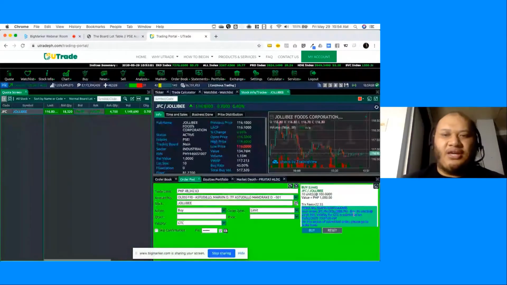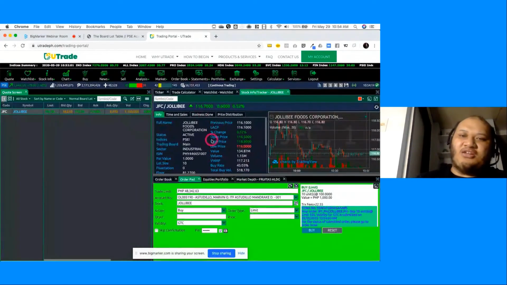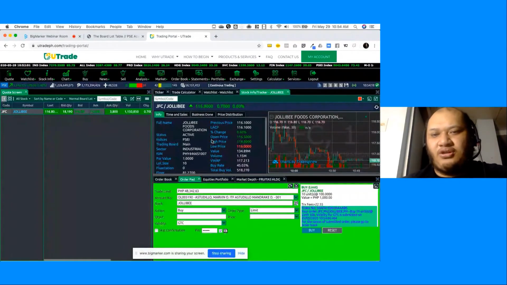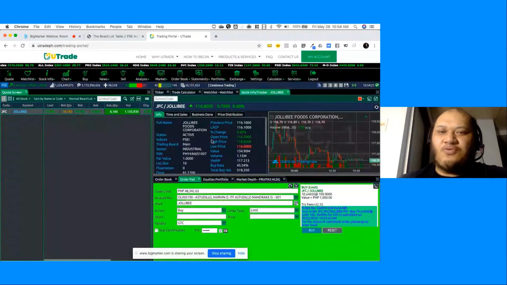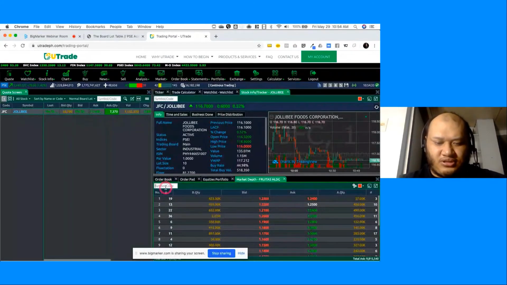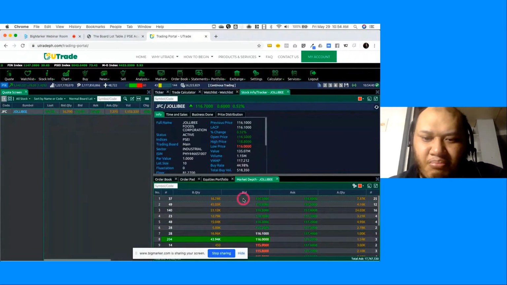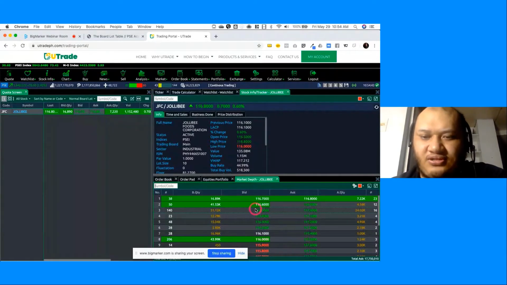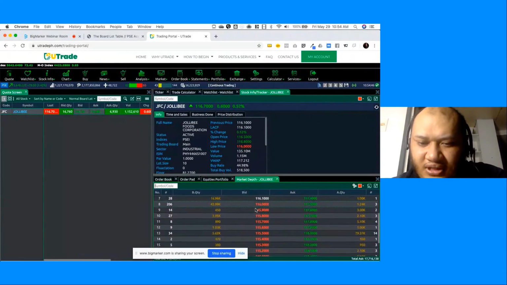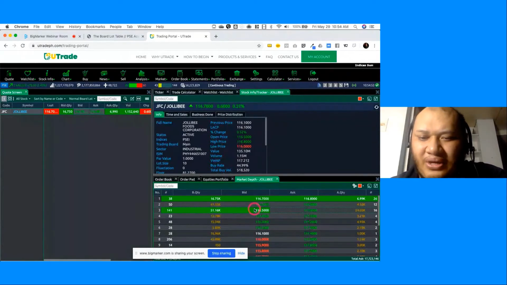But will I be able to buy it immediately? Well, let's see. The price is 116, and I wanted to buy for 100 pesos. So I would be waiting for somebody who's willing to sell at that price. That is usually seen in the market depth here. I'll type the symbol JFC here. There's a lot of bids. Bid means people who want to buy at a certain price. Sorry, I got confused earlier.